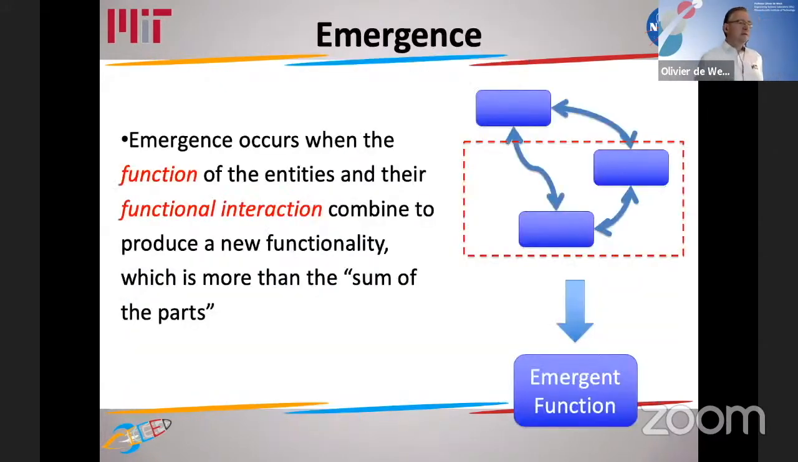Okay, so hopefully the central importance of emergence in system design cannot be overstated. And so emergence occurs when function of the entities and their functional interaction combine to produce something new, a new functionality, which is more than the sum of the parts. And you see in this diagram, we have even drawn a system boundary, that red dashed box. Those entities inside that red dashed box are the subsystems and components of our system, and we interact across the system boundary with objects or elements outside the system boundary to create this emergent function.